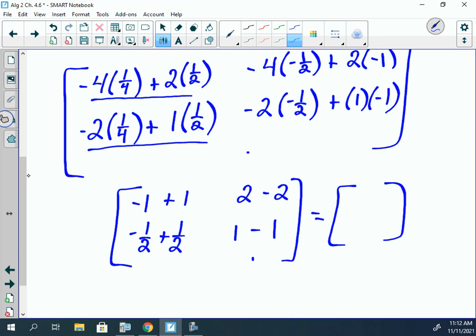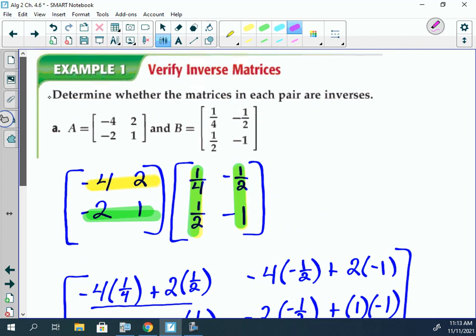What would happen to every number in this? 0. So are these two inverses? Right, it's not the identity matrix, because if it was, then we would need this 0 and this 0 to both be 1. So this here, are these two inverses? Well, no, because we don't have the diagonal of 1. Any questions on this here so far?